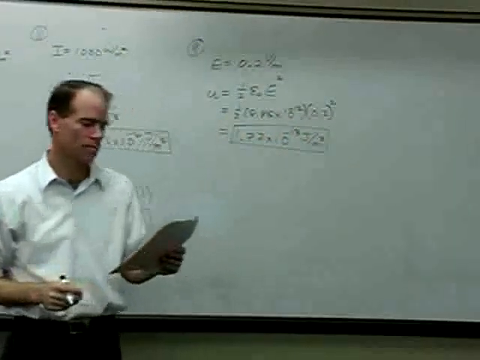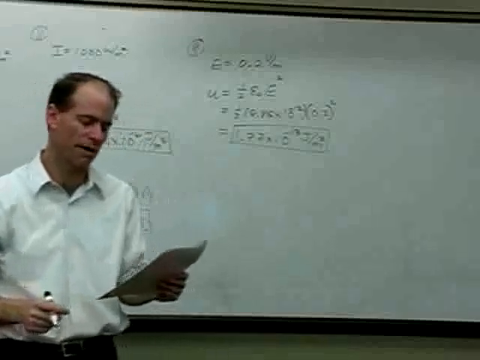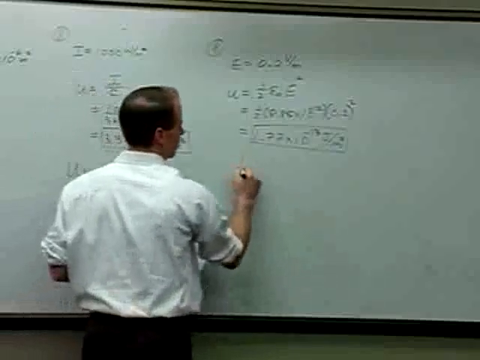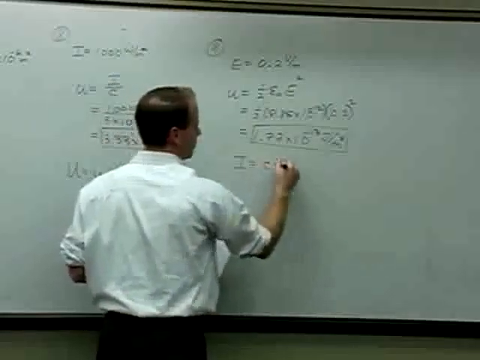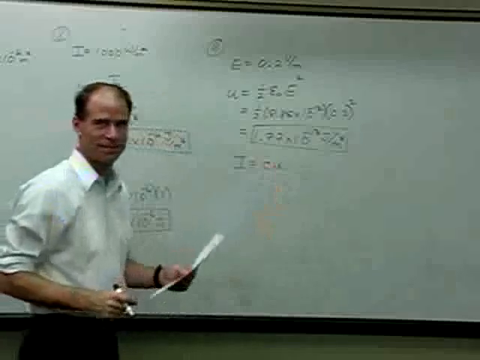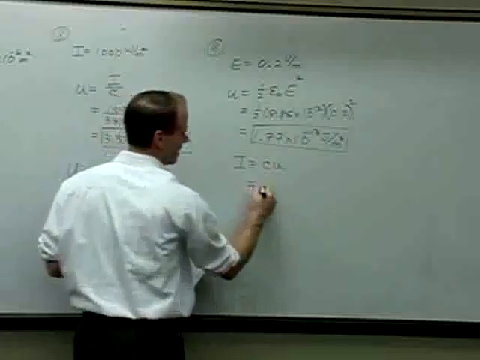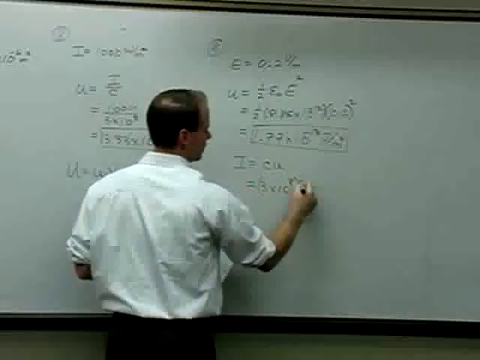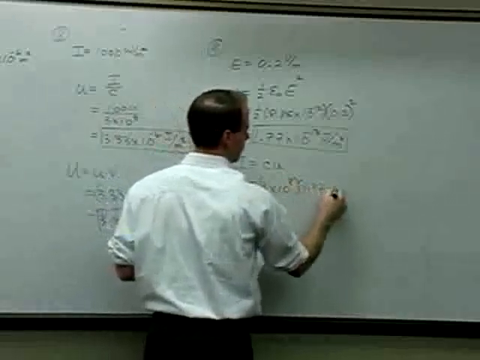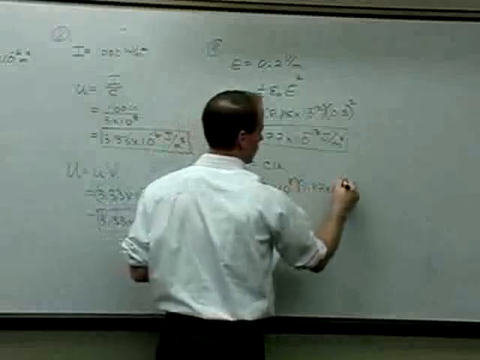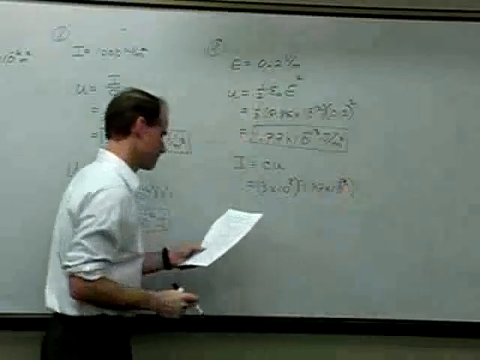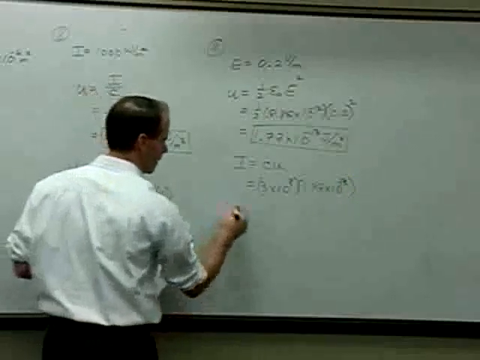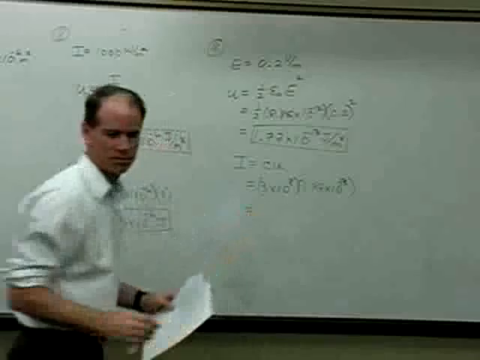We want the total power transmitted by the radio transmitter. This is the energy density. The intensity relates to the energy density by I equals c u. So this intensity is the speed of light times the energy density. Let's actually come up with a number for that.